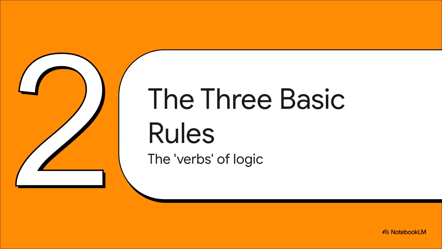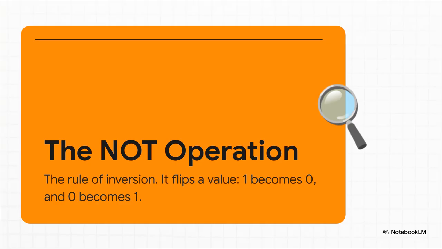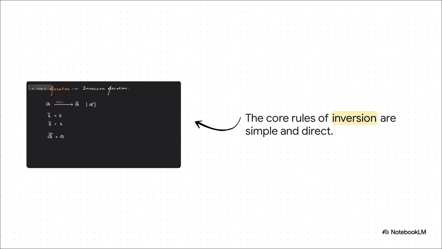Okay, next, let's learn the 3 basic rules. You can think of these as the fundamental verbs of this digital language. First up, we've got the easiest one of them all, the NOT operation. It's also called inversion, and it does exactly what it sounds like. It just flips the value. If you give it a 1, you get a 0. If you give it a 0, you get a 1. It's like a light switch. That's it. And you can see it right here.